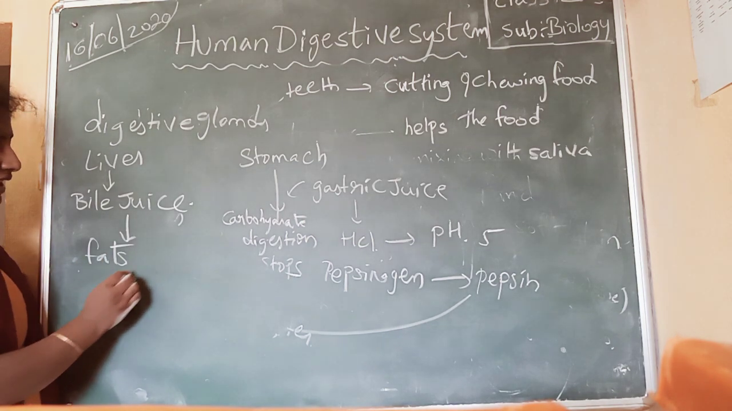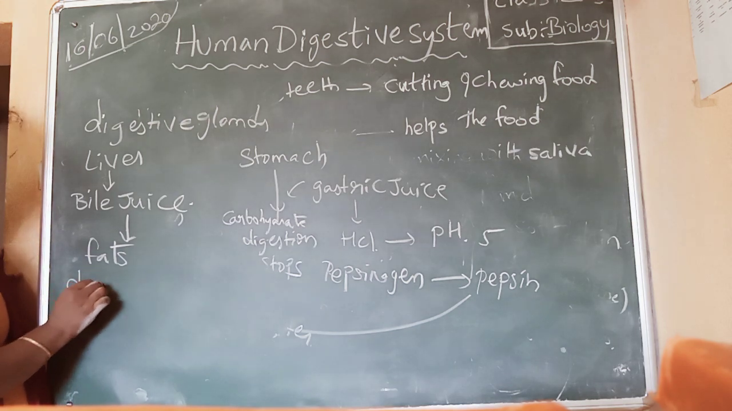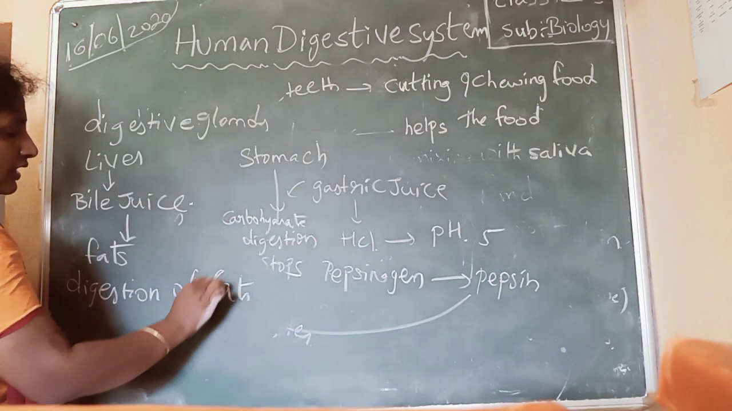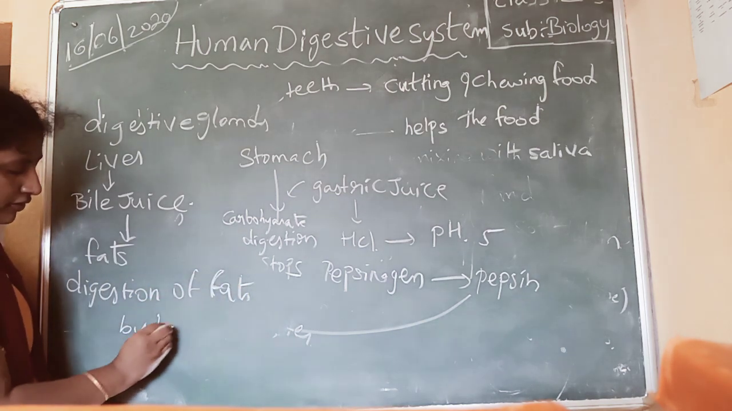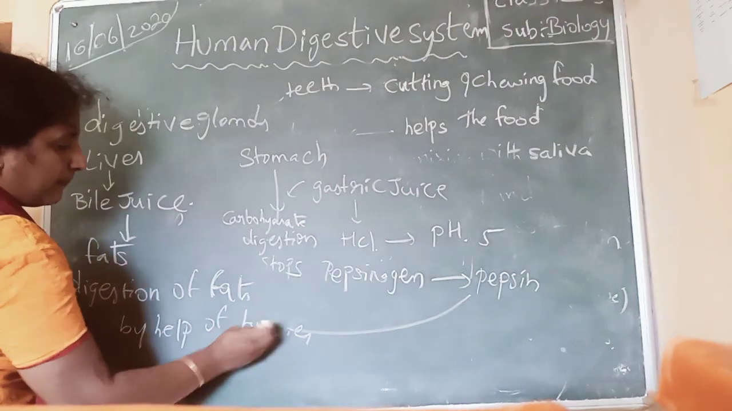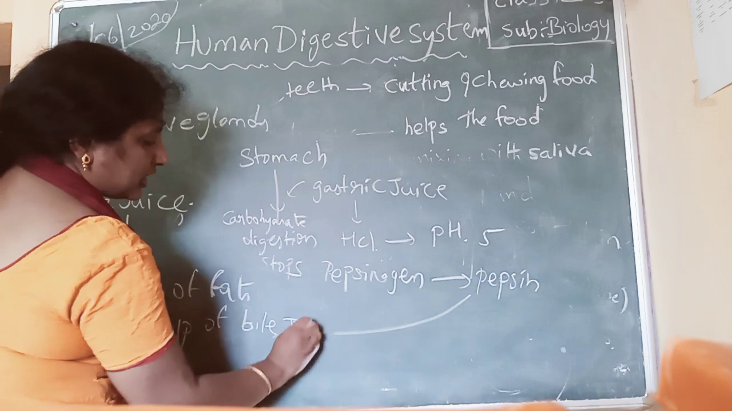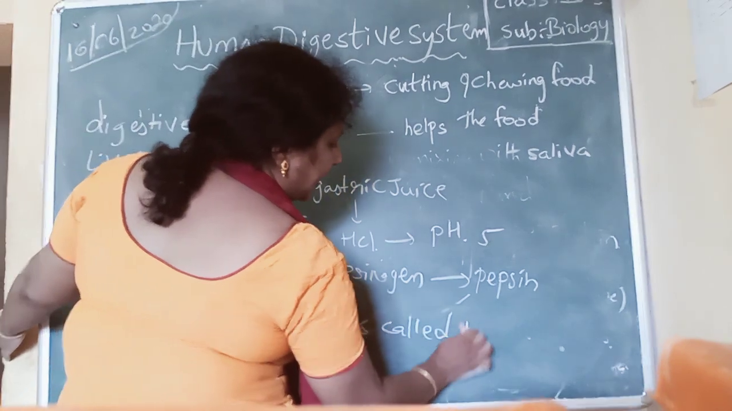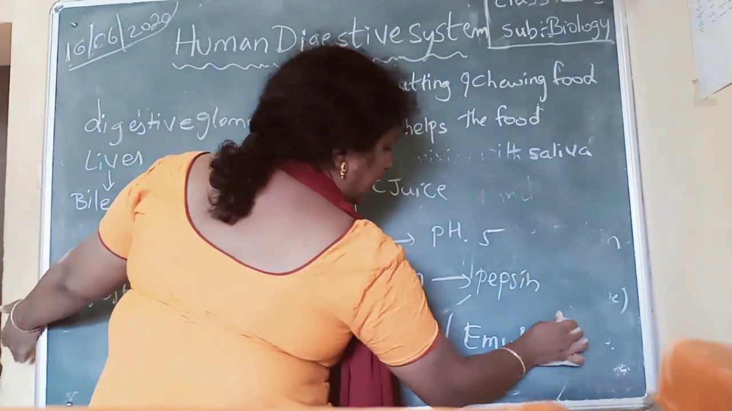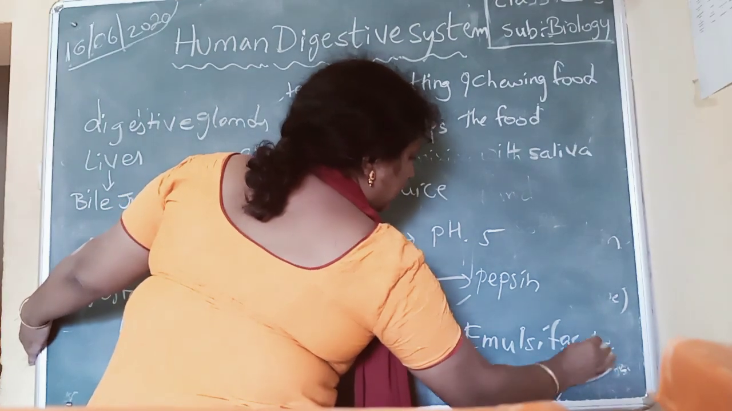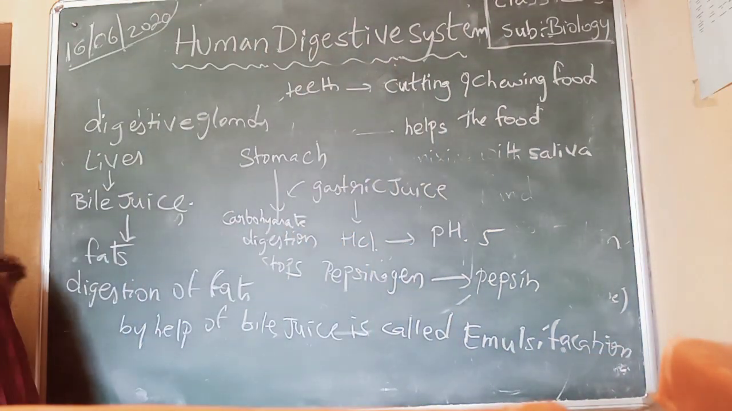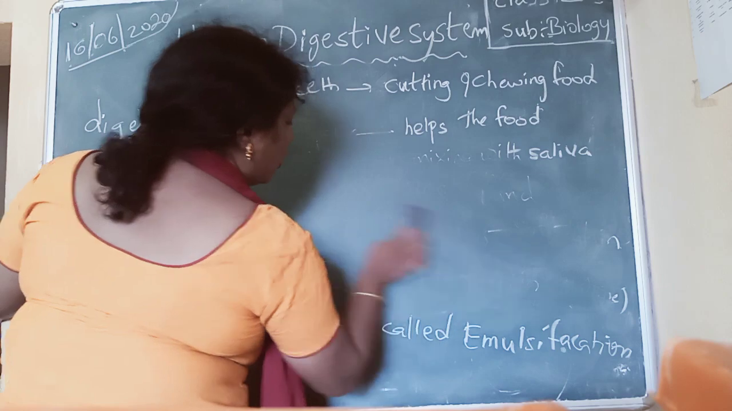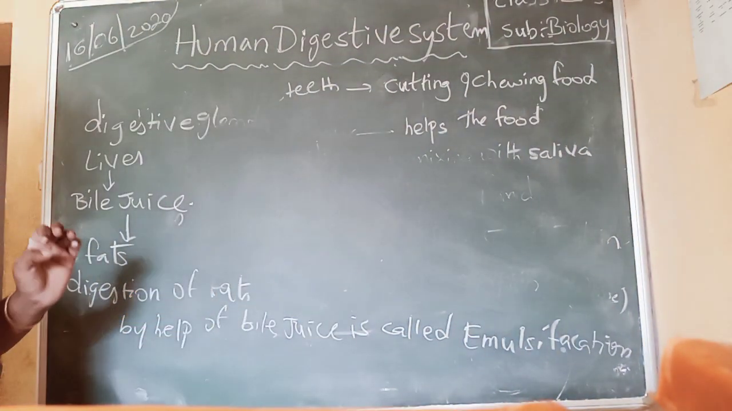The digestion of fats with the help of bile juice is called emulsification. What is emulsification? It is the breaking of large fat globules into smaller ones with the help of bile juice.